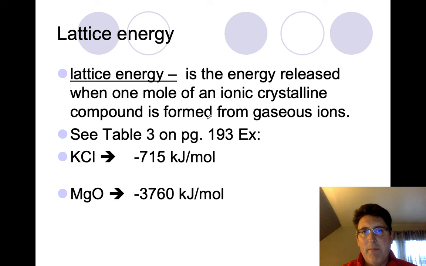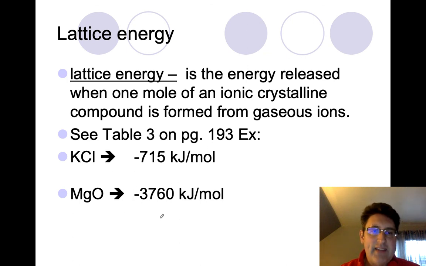And here's that term lattice energy that I mentioned. This is how we measure the strength of an ionic bond. With covalent bonds, we just use what was called bond energy. For ionic bonds, you use lattice energy, okay? And that's the energy released when 1 mole of ionic crystalline compound is formed from its gaseous ions. There's a table, table 3 on page 193 that goes through a bunch of these, but just to show you, the negative value here means that energy is being released. That's just showing you direction, okay?